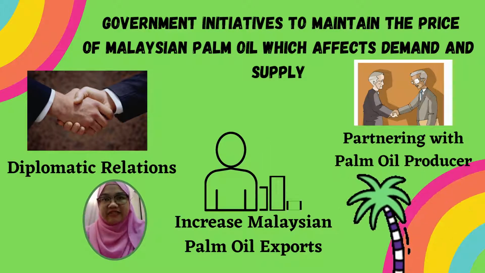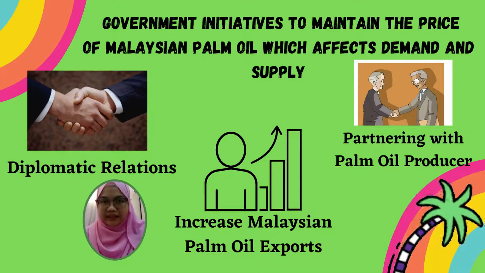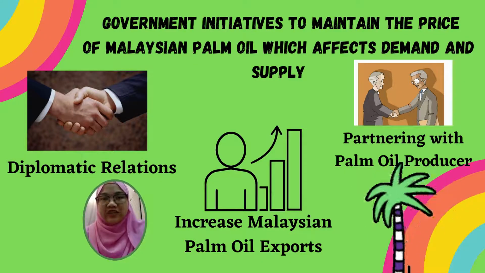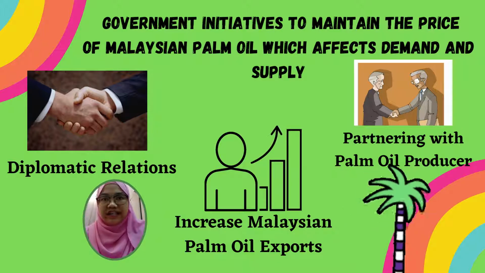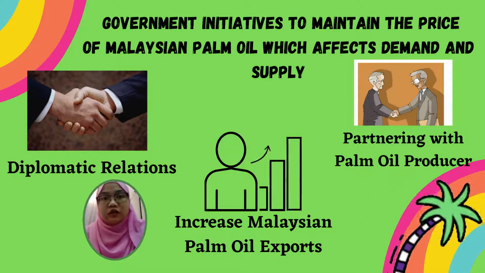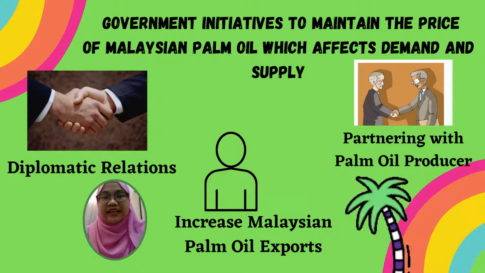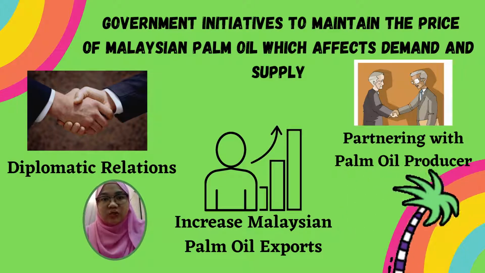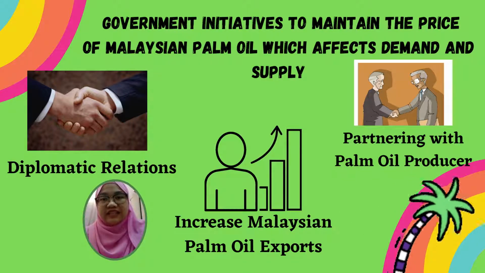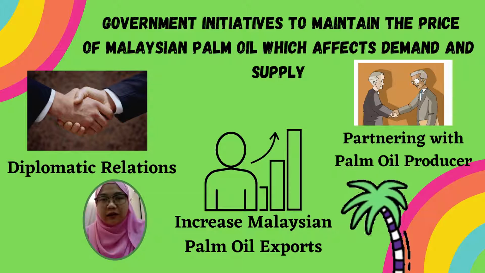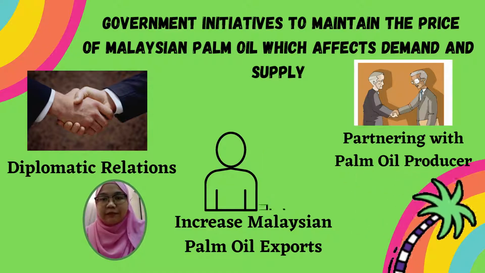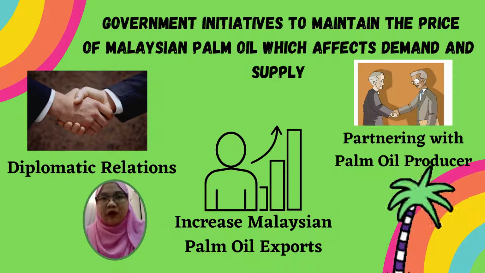Third, increase Malaysian palm oil export. The government planned to increase export because high export of palm oil also plays an important role to get high demand and supply to meet local needs and to increase the country's domestic stock as well as to maintain the price of Malaysian palm oil.